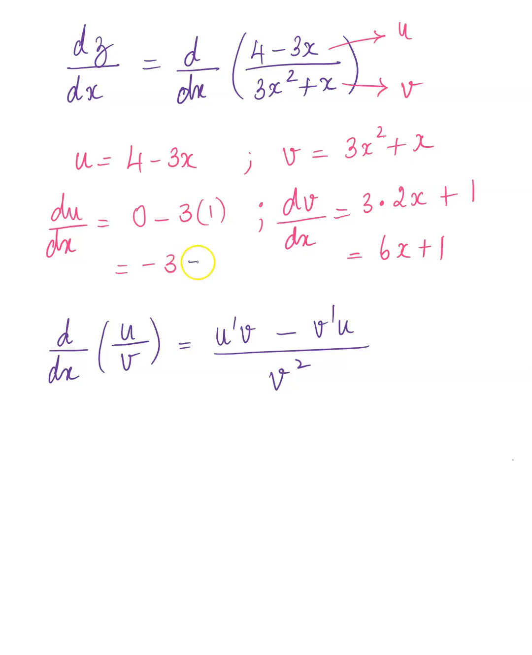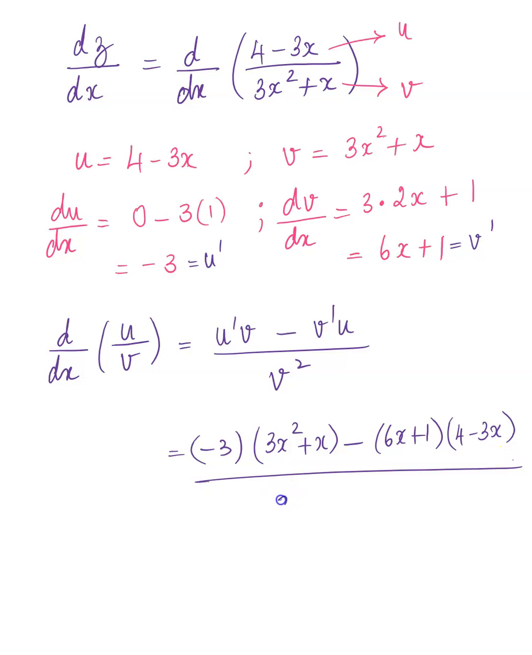So if it helps, we can write this as u prime, and this is v prime, okay? So u prime will be, oops, u prime is negative 3. Negative 3 times v, which is 3x squared plus x, minus v prime, which is 6x plus 1, times u, which is the torque, all over v squared, 3x squared plus x, the whole square.